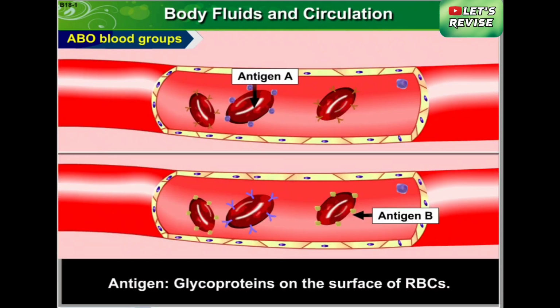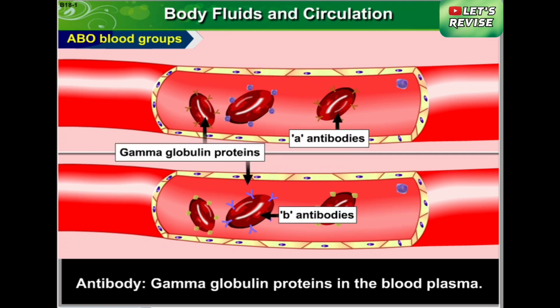What is an antigen? Antigen: glycoproteins on the surface of RBCs. Antibody is gamma globulin proteins in the blood plasma.